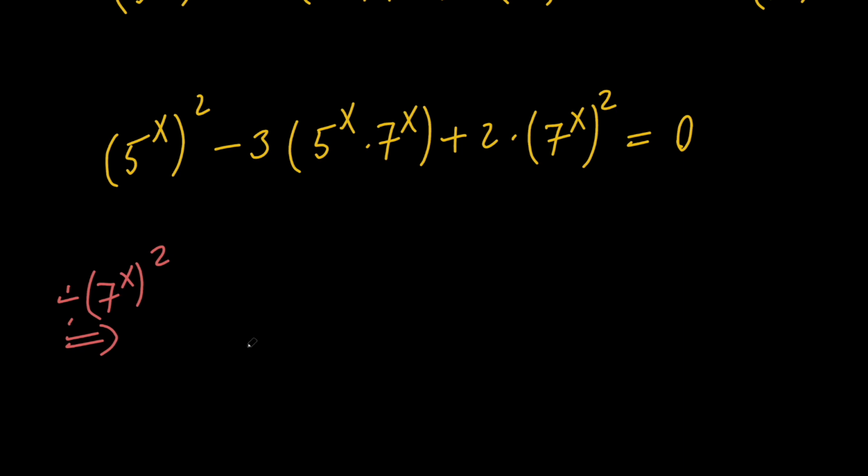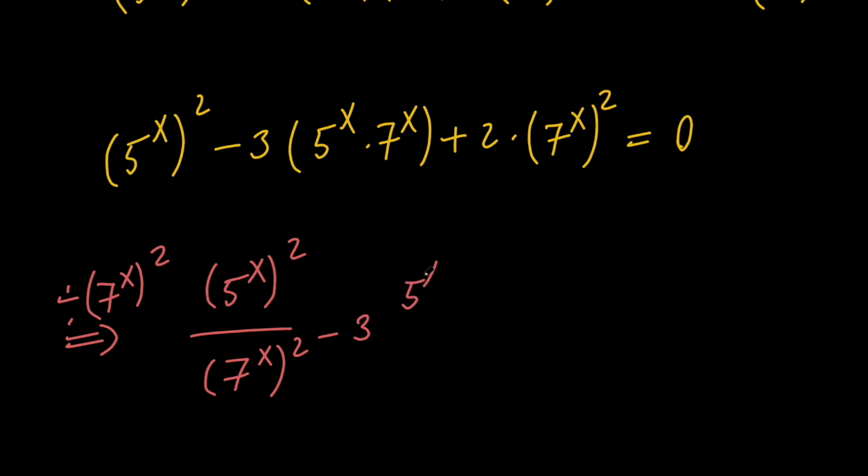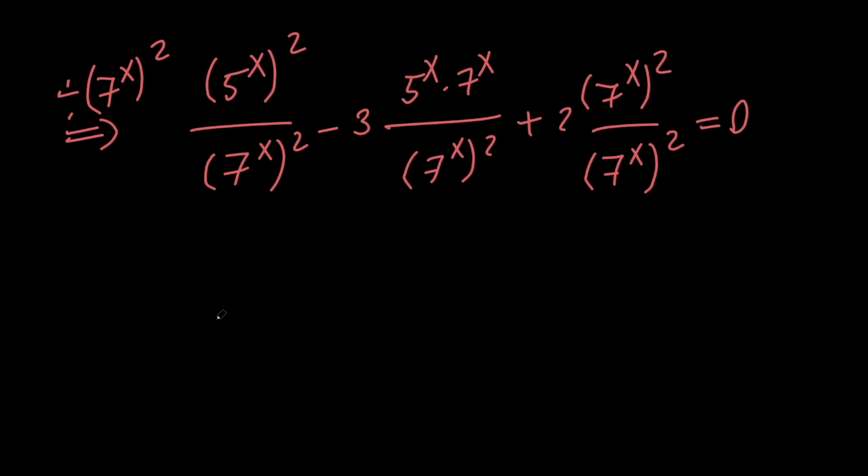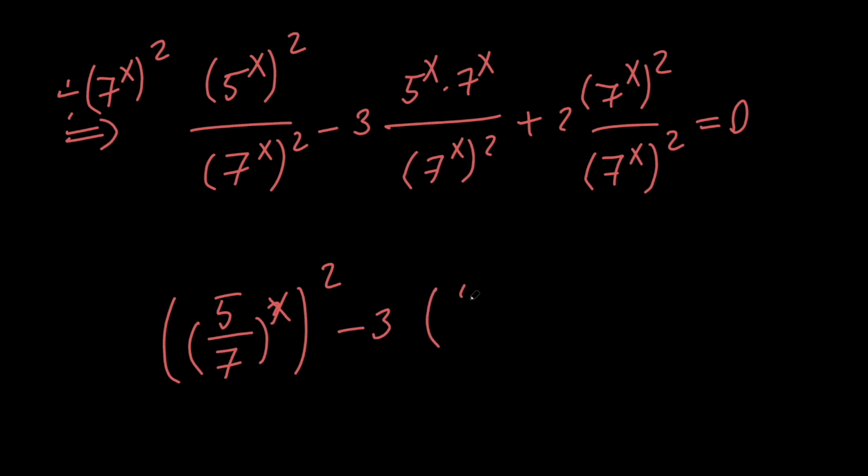So let's go ahead and do that. We're going to have 5 to the x squared divided by 7 to the x squared, minus 3 times 5 to the x times 7 to the x divided by 7 to the x squared, plus 2 times 7 to the x squared over 7 to the x squared. Obviously, we can simplify this into 5 over 7 to the x, squared, minus 3 times 5 over 7 to the x, plus 2 equals 0.